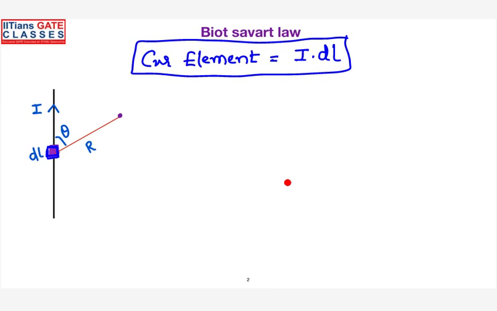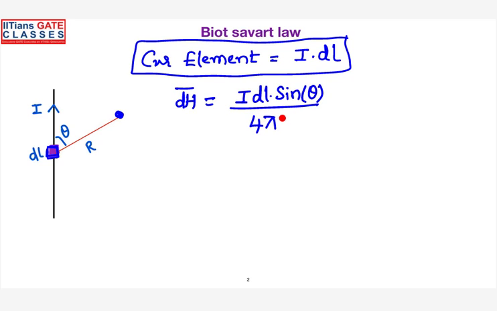Now what does the Biot-Savart's law say? The differential magnetic field intensity at this position is equal to the current element, I dl, into sine of the angle, divided by 4 pi r square. So it is directly proportional to the current passing through this element and inversely proportional to the square of the distance between them. This is the differential magnetic field due to the small current element. This magnetic field intensity is basically a vector.